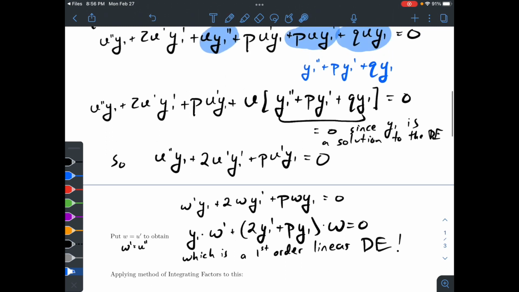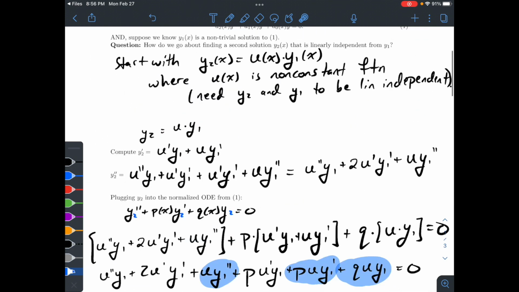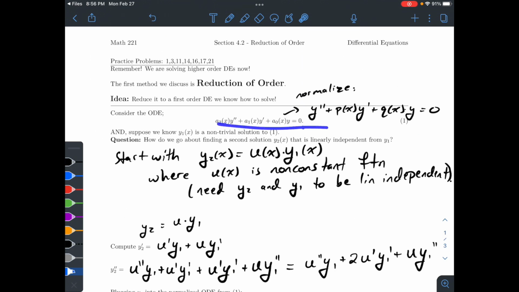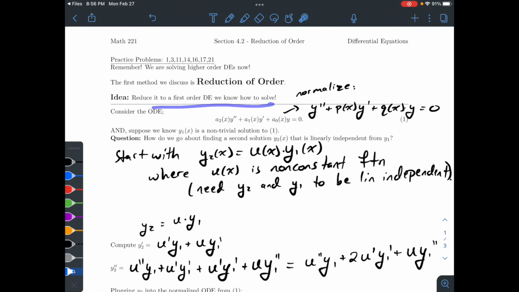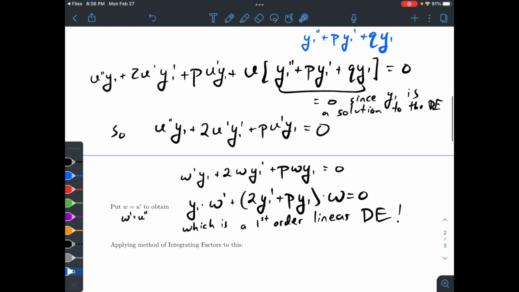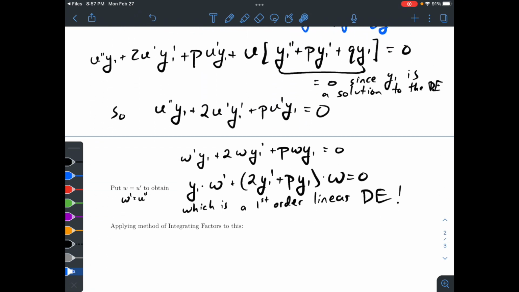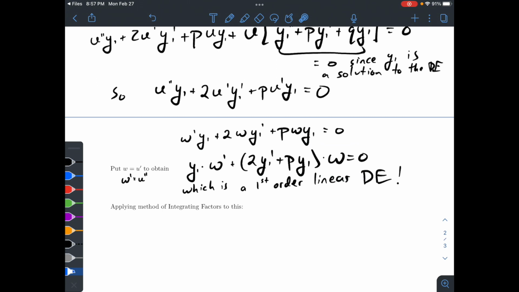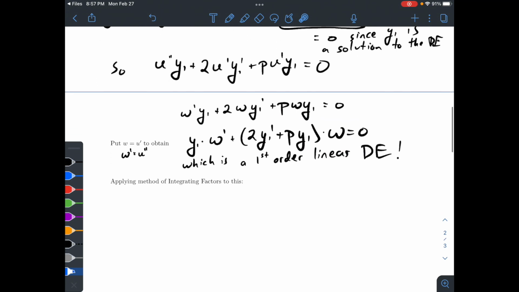So what I said before about how we're going to take this second order differential equation and this y1, which is something that we already know to be a solution, and reduce it down to something that we know how to solve, a first order differential equation. We know how to solve linear first order differential equations. So this thing right here is literally something linear. And so we can just do the integrating factor method on it.